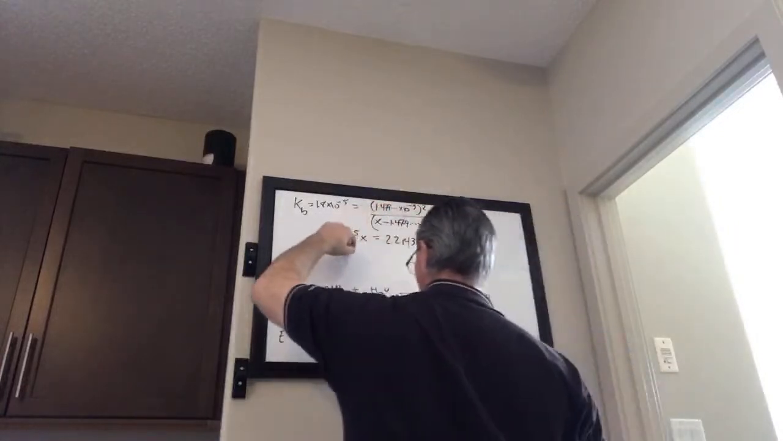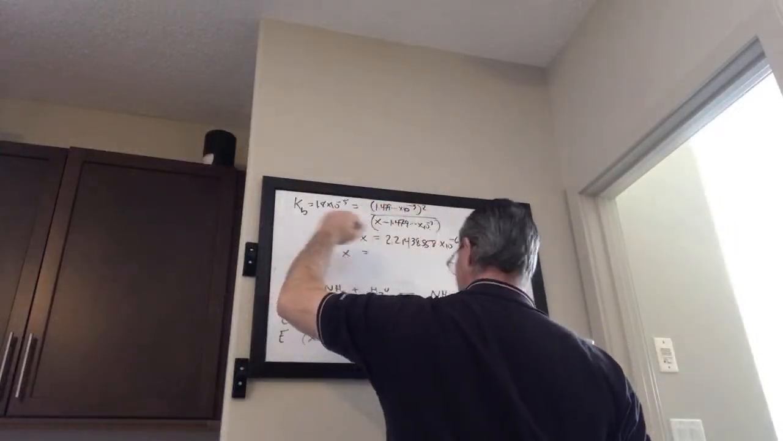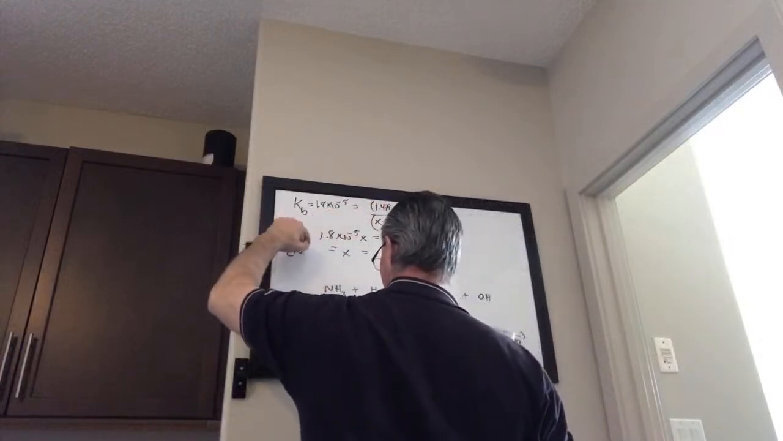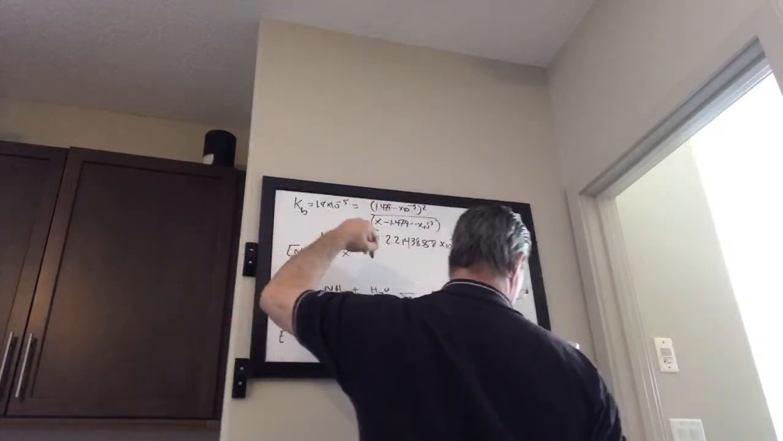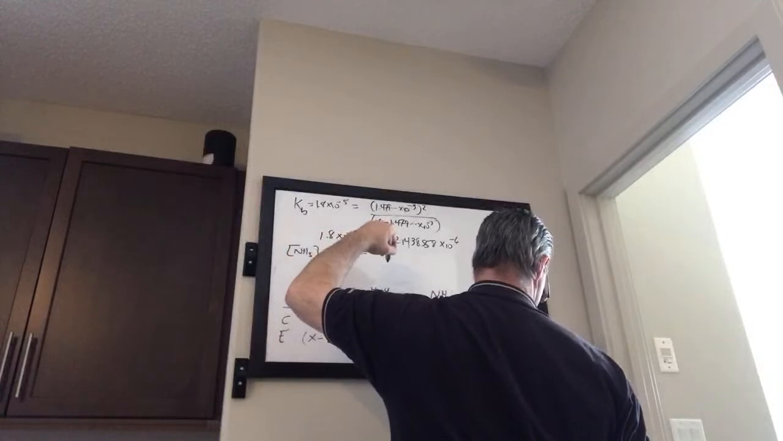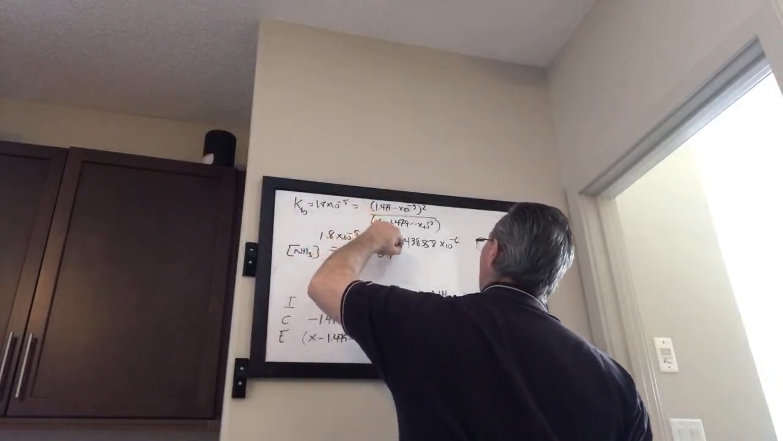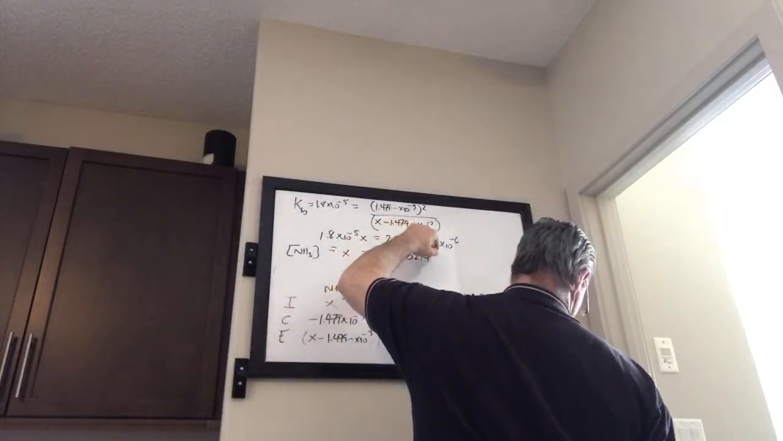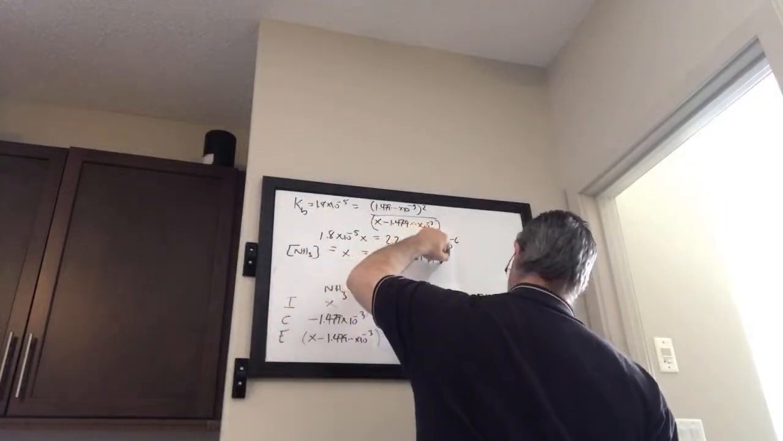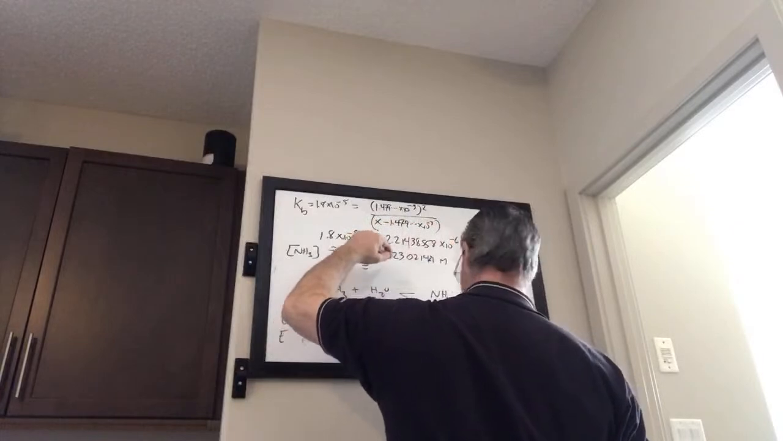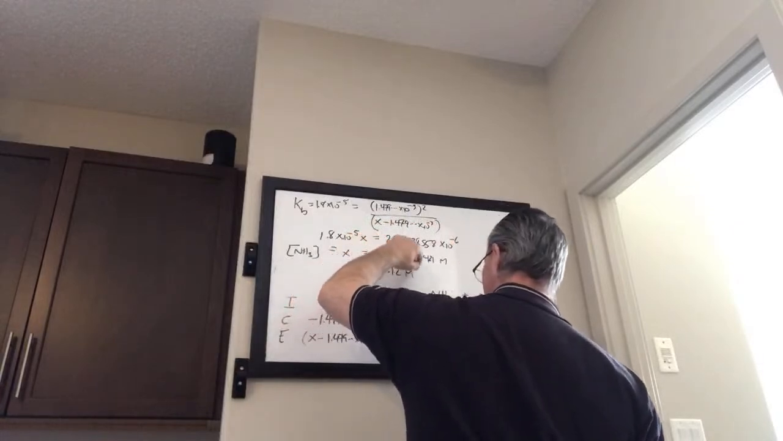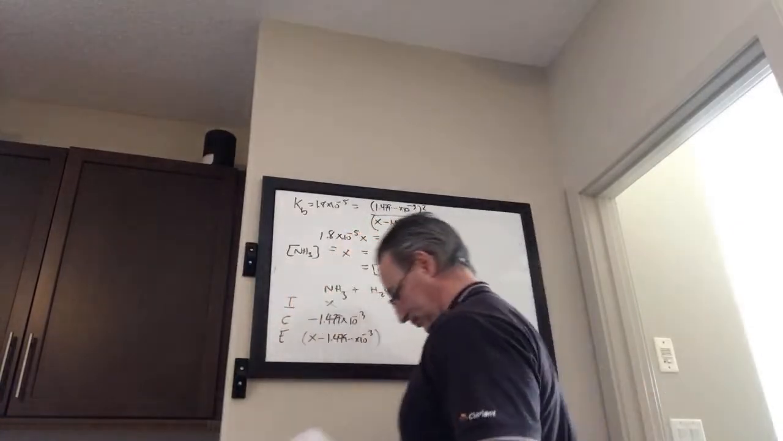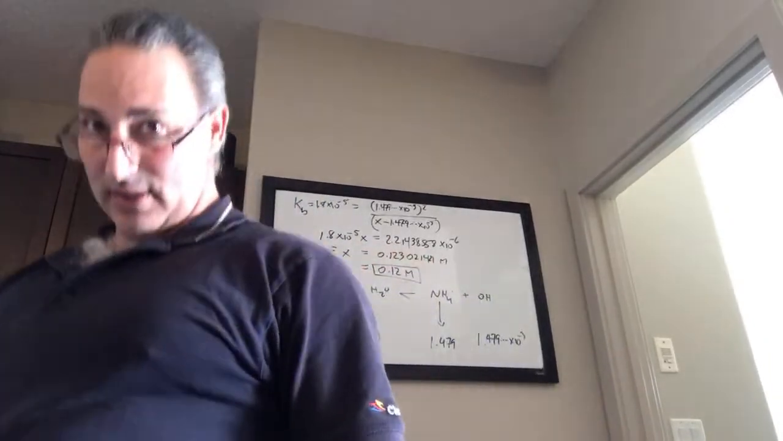And so your original concentration of ammonia comes out to 0.123021421 molar. You're only allowed to report it to 2 sig figs, so you're going to say 0.12 molar as your final answer. That's your original ammonia concentration.